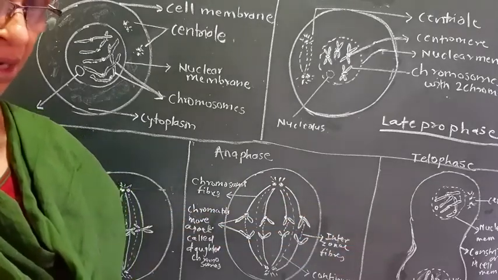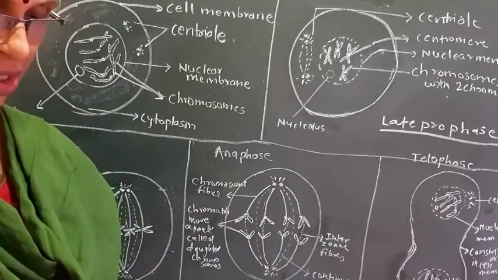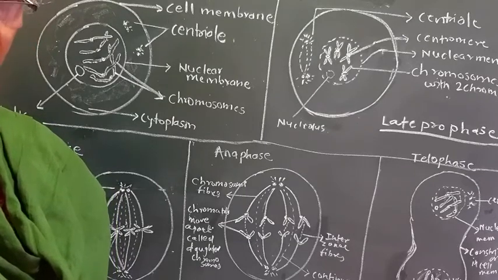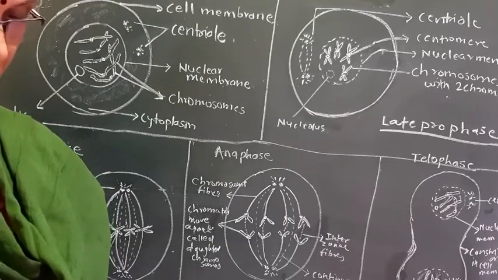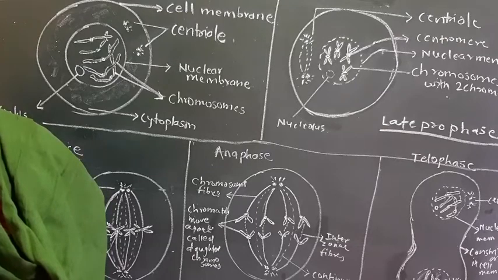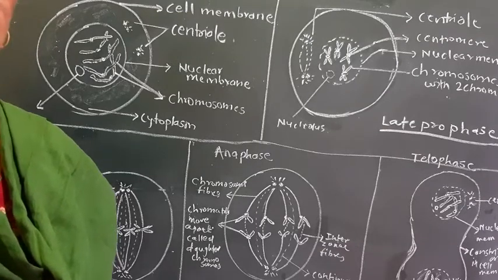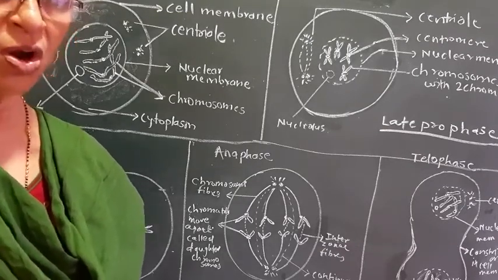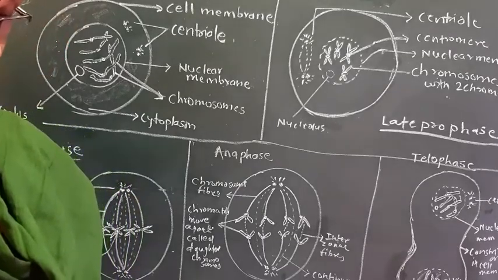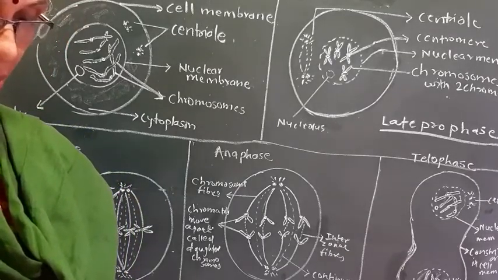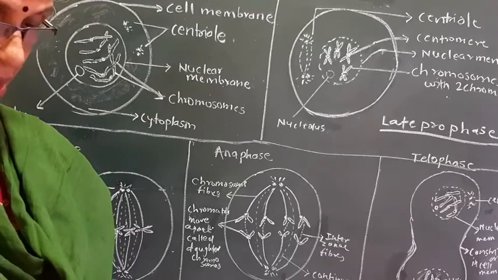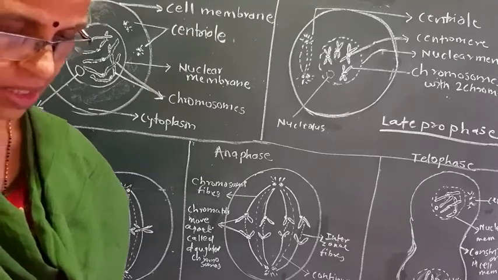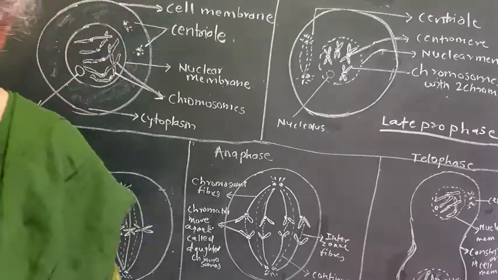And after that we are going to see meiosis. So meiosis has two divisions. The first division is meiotic division, and the second division is mitotic division. In meiotic division, again there are 5 phases: leptotene, zygotene, pachytene, then diplotene and diakinesis, but that we will see in the next lecture.